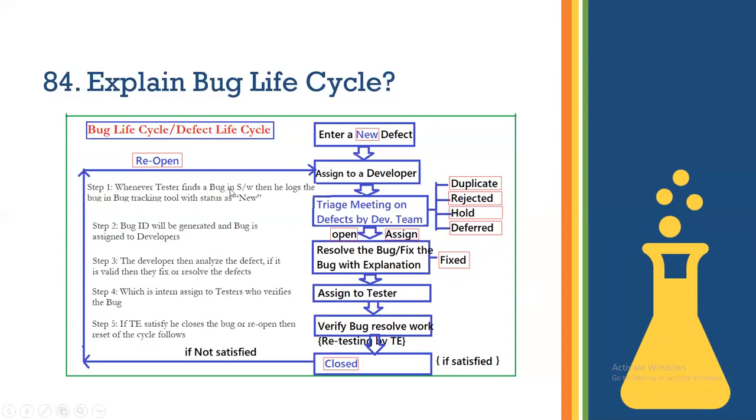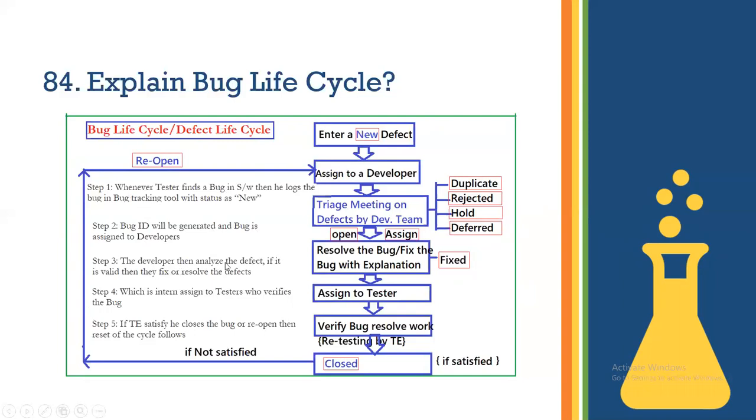Whenever a tester finds a bug in software, he logs the bug in the bug tracking tool with the status as new. Enter a new defect. A bug ID will be generated and the bug is assigned to developers. The tool you are using is going to do this activity; the tool is going to assign it to developers.